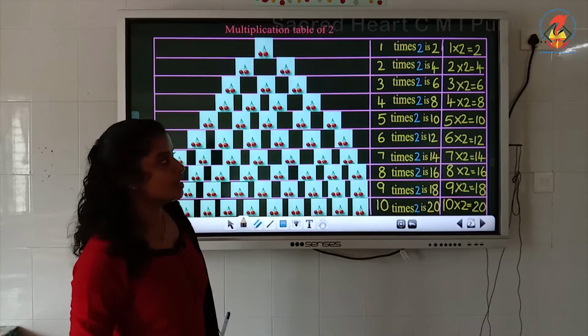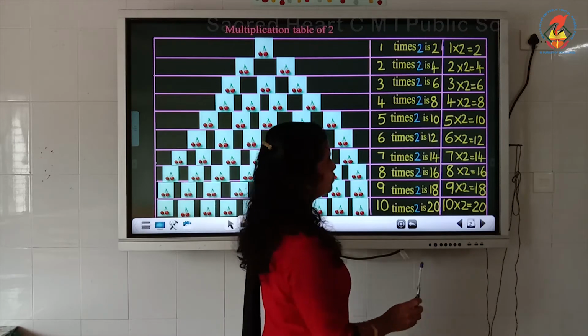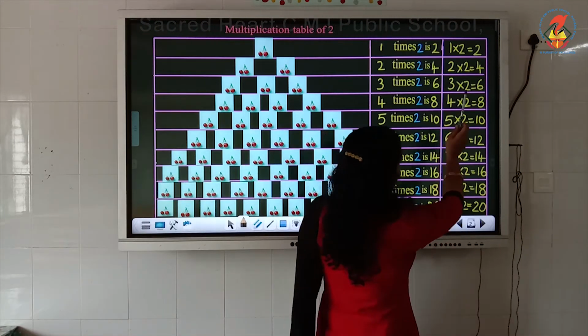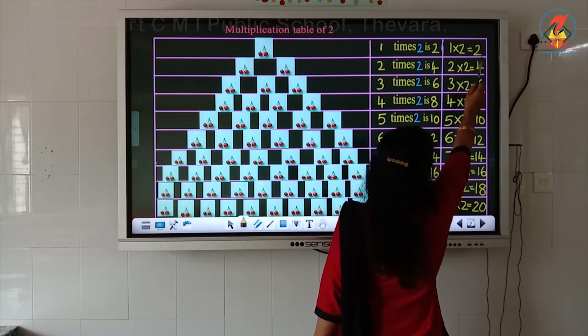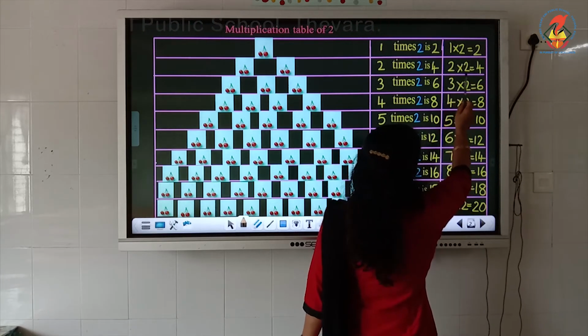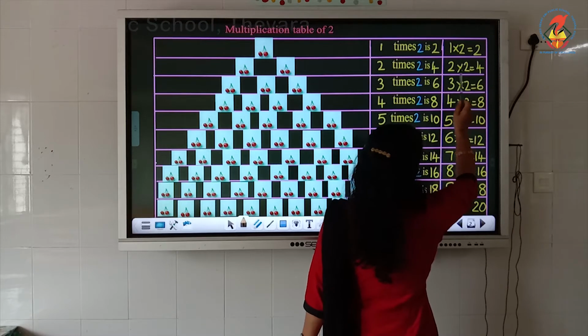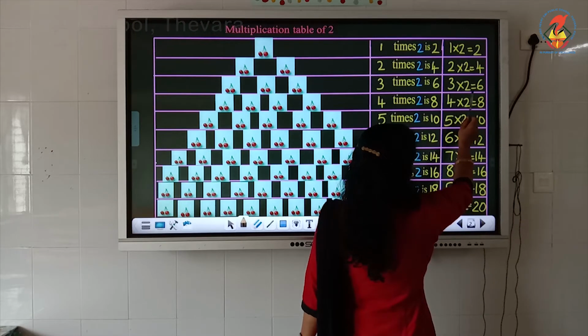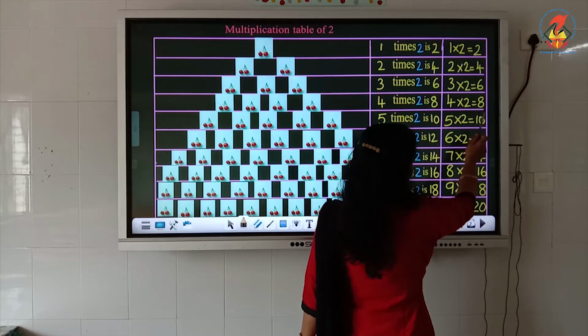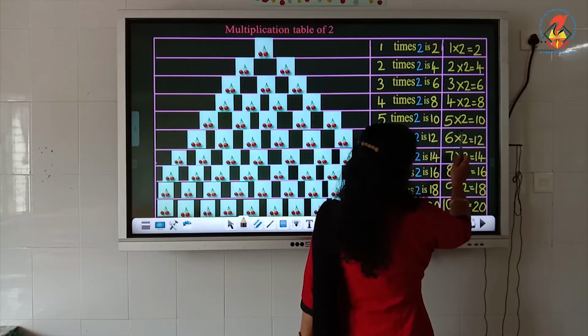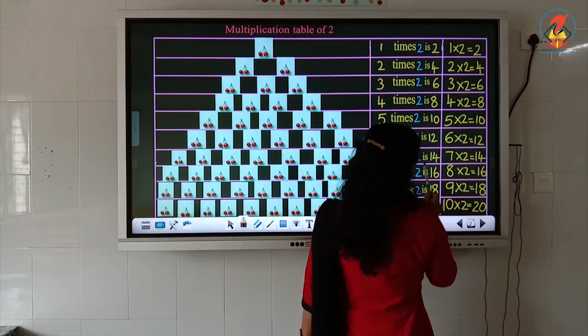Understood children? Now we will read the tables of 2, the multiplication tables of 2. So let's read. 1 times 2 is equal to 2. 2 times 2 is equal to 4. 3 times 2 is equal to 6. 4 times 2 is equal to 8. 5 times 2 is equal to 10.